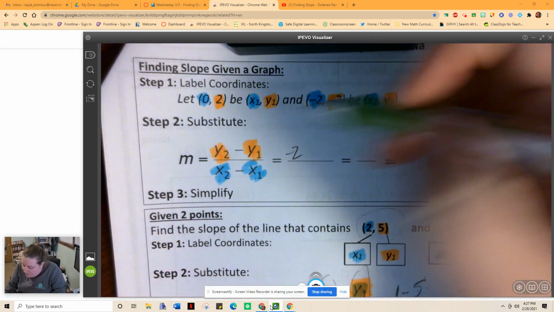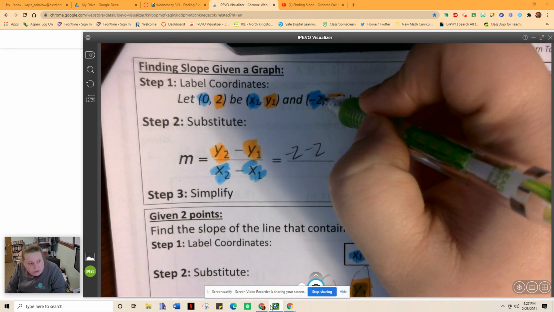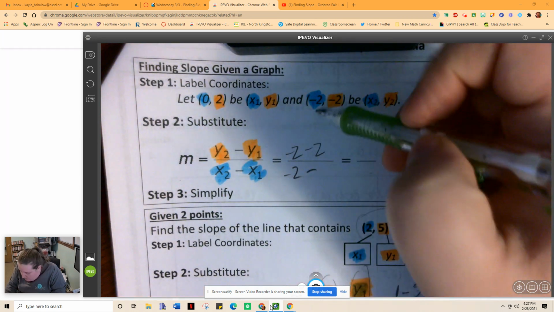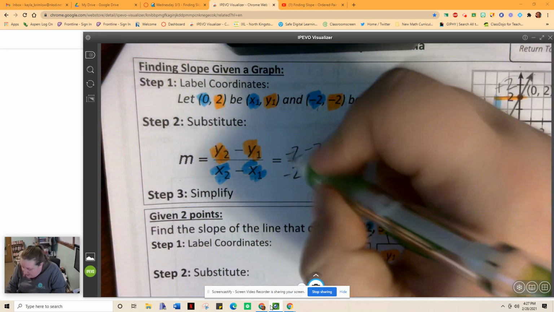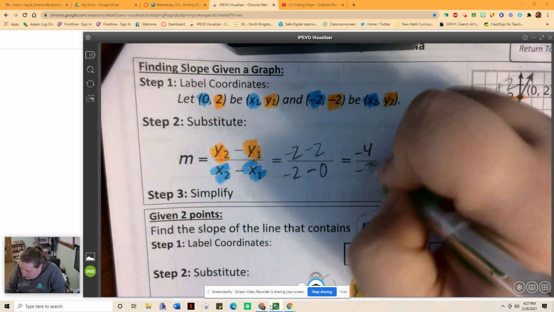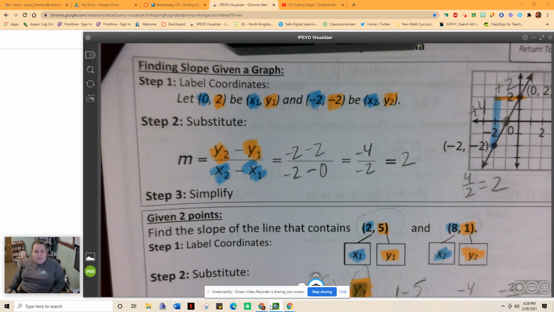So y2 is -2 minus 2, okay? And then x2 is -2 minus x1, which is 0. -2 minus 2 is -4. -2 minus 0 is -2. And that simplifies to 2 as well.